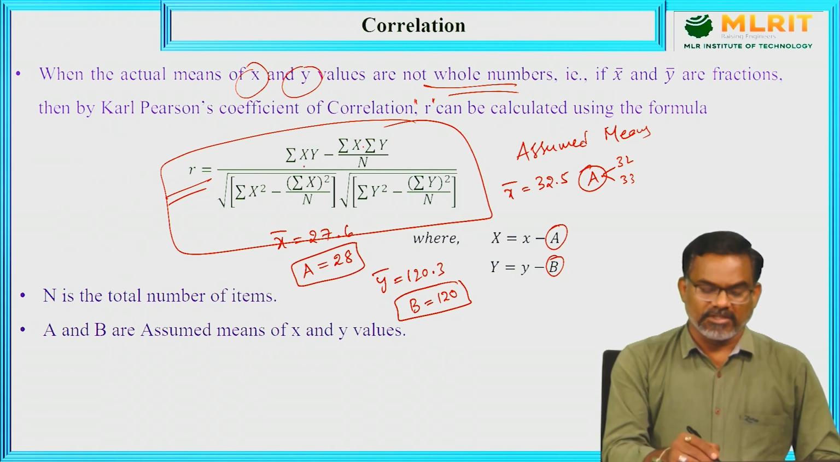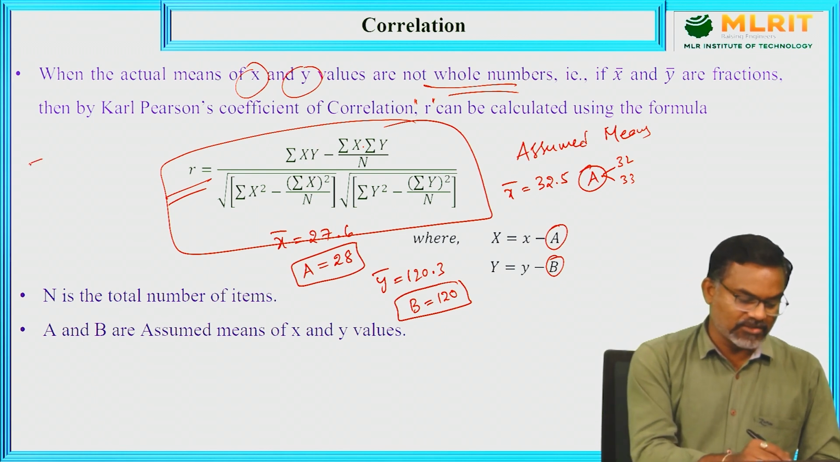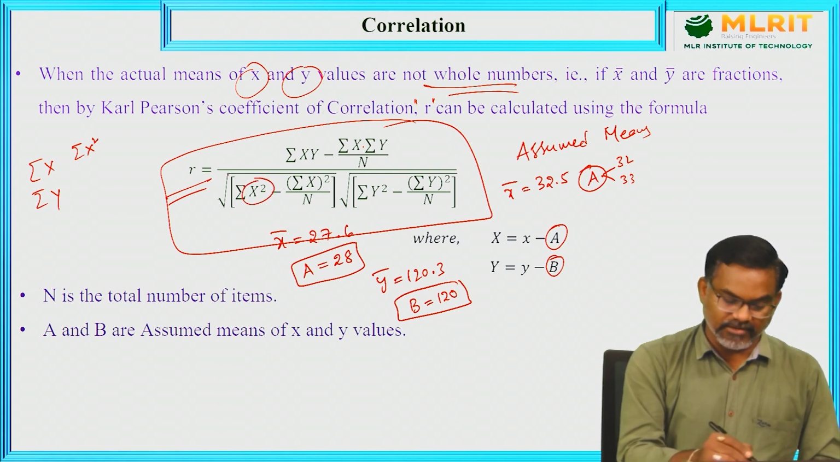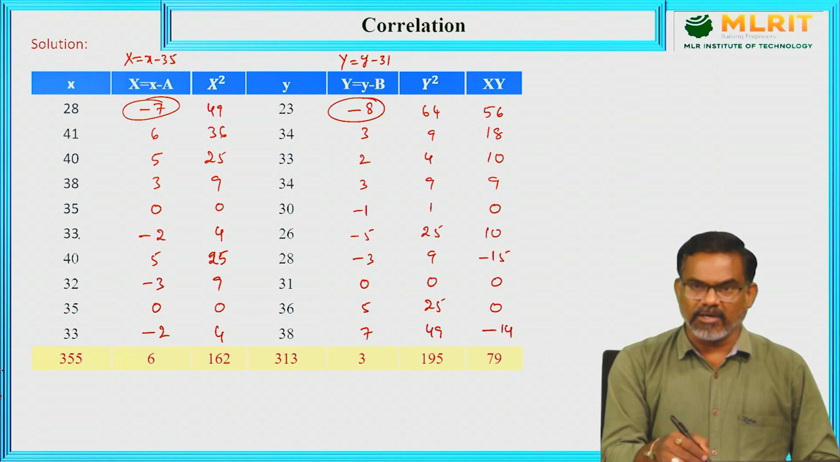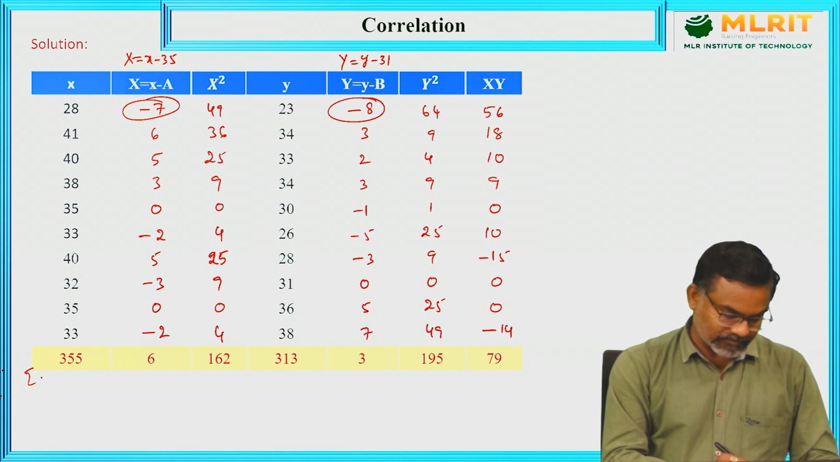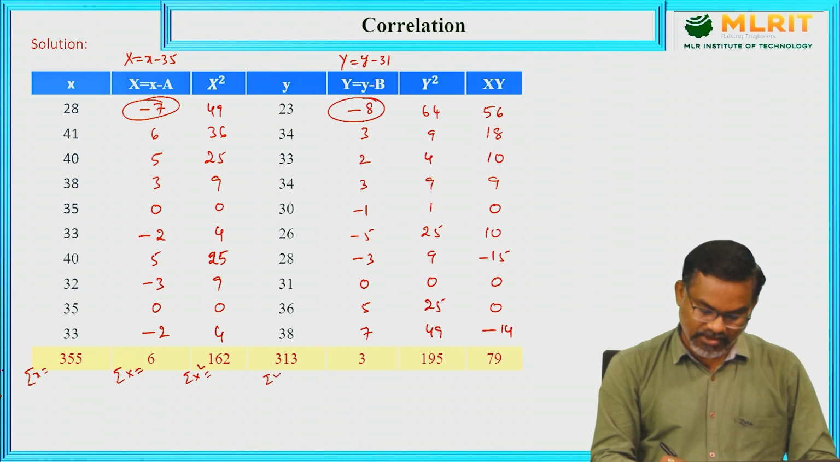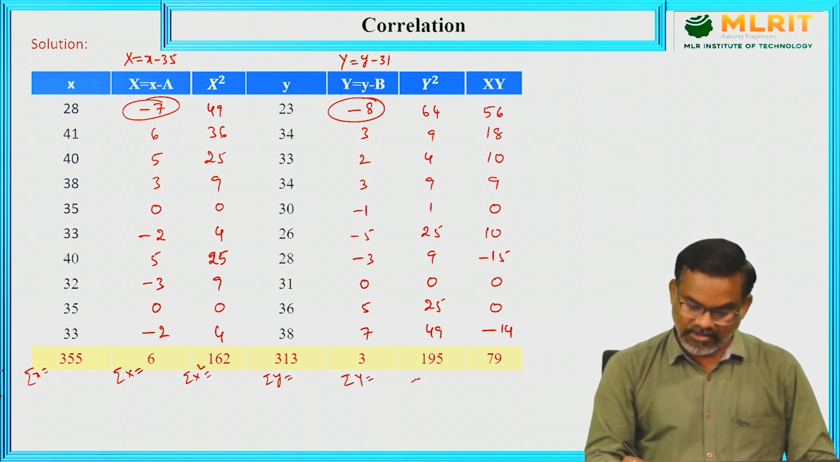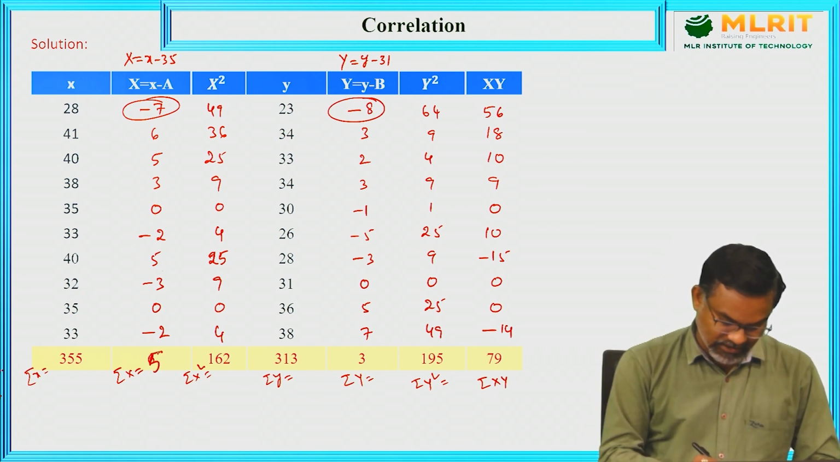R equal to sigma capital XY minus sigma capital X capital Y. So here we need all those values: sigma capital X, sigma capital Y, sigma capital X square, sigma capital Y square also we need, and then sigma XY. So let us calculate all those values by constructing this table and by adding all such values. So here this is sigma small x, this is sigma capital X, sigma X square, sigma small y, sigma capital Y, and sigma Y square, and this is sigma XY. So here sigma capital X is 5.